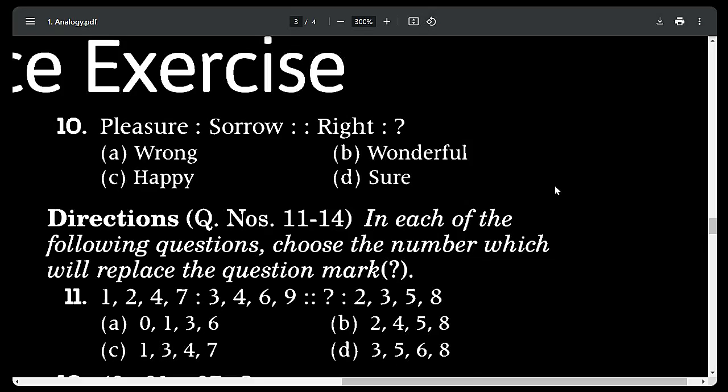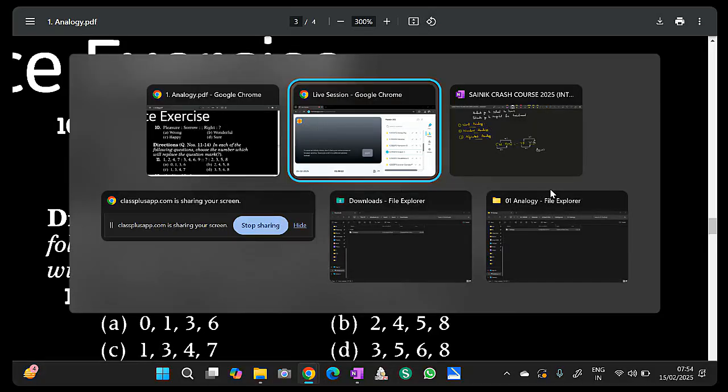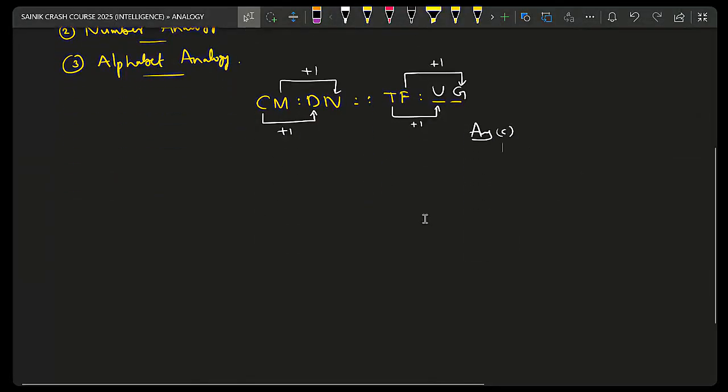So this is the last question that we are taking up today. And don't leave the class. I'll explain tomorrow what time you will be having the test online.